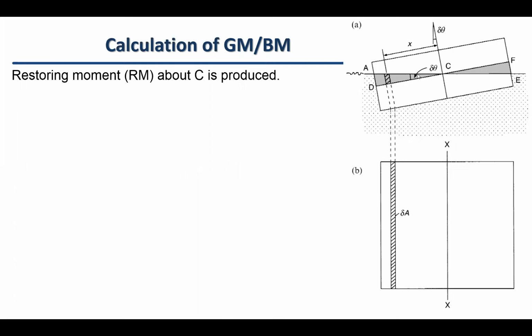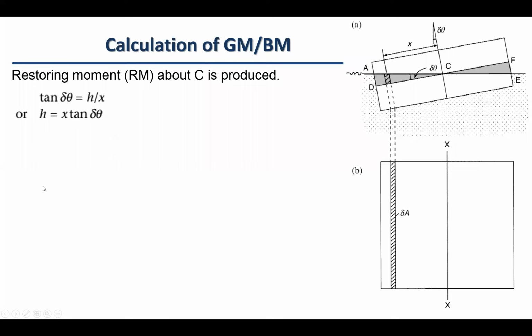Because of this tilting, the angle created here we can call delta theta, and the distance from that is x, and this delta theta is also the same as this one as well. Okay, and the area here is delta A. Delta A, we just bear in mind, we just need to calculate it all together.